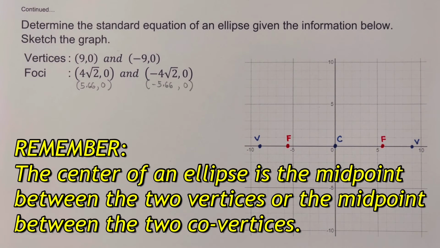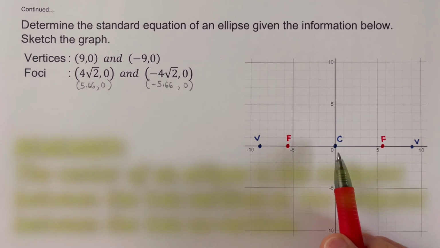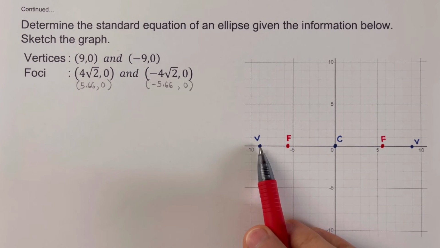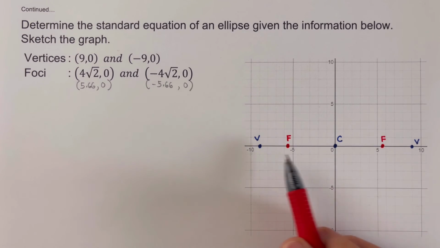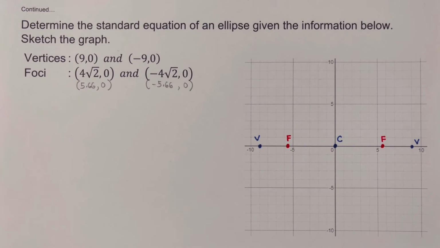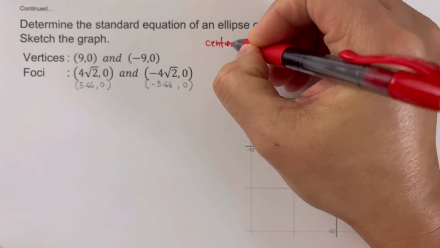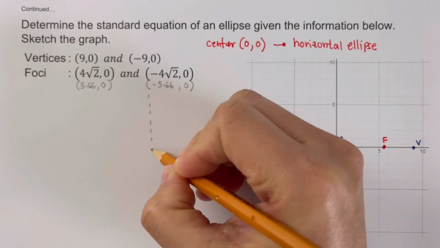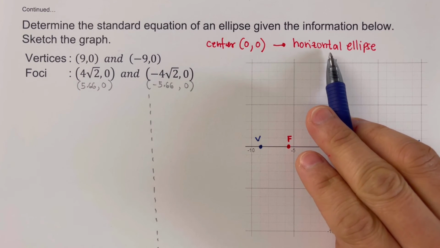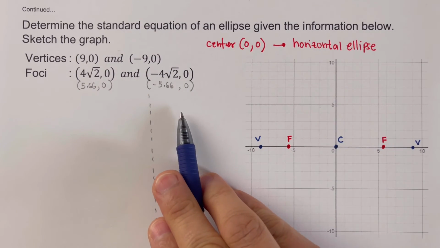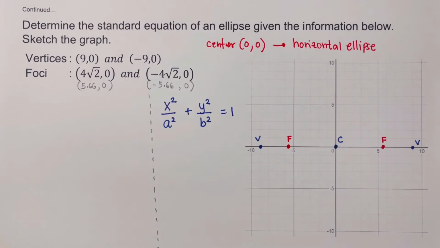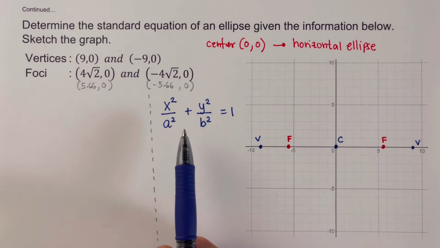So from here, we can go ahead and say that our center is at (0, 0), and this is a horizontal ellipse because the two vertices and the two foci are located on the x-axis. So I'm going to go ahead and write that up here. Okay, since this is an example of a horizontal ellipse, I am going to write the general formula for the horizontal ellipse down here. So this is the general equation of a horizontal ellipse.